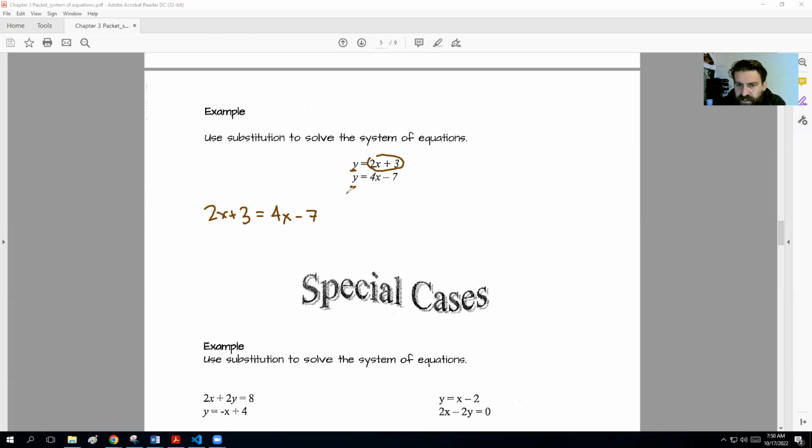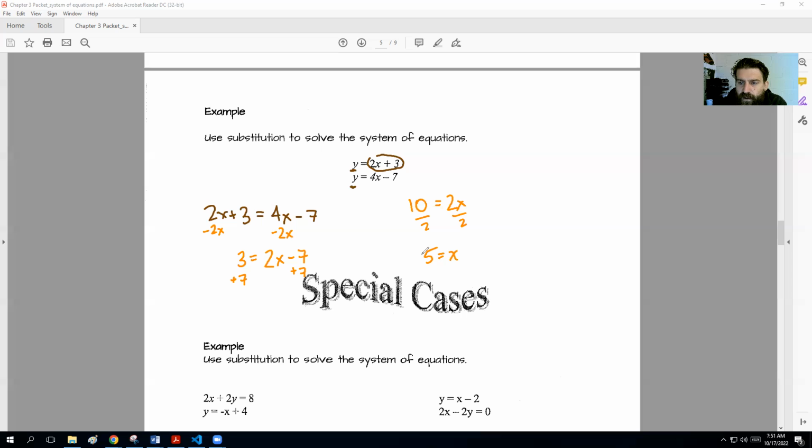This one looks a little bit different, but just kind of see what we did. Since y is by itself here, equal to 2x minus 3, we replace this y here with the 2x plus 3. All right, now to solve this one, we've got x's on both sides, so we subtract the smaller x. So we get 3 equals 4x minus 2x, which is 2x, minus 7. Add the 7 over, and we get 10 equals 2x. Divide by 2. All right, x would equal 5.